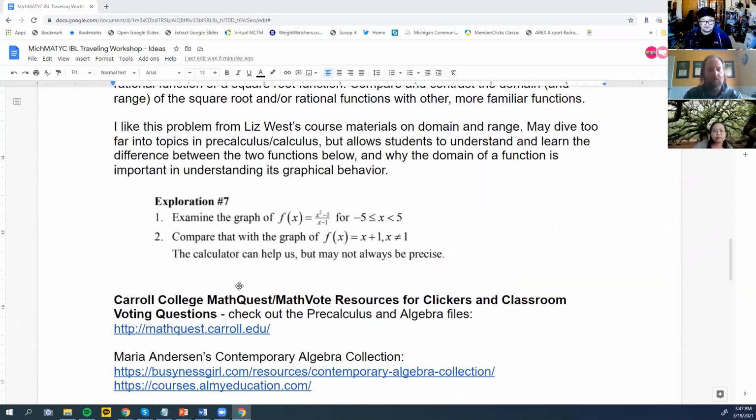Like I said, it might dive too much into calculus or pre-calculus, but having the students understand the difference between the function in number 1 and the function in number 2, even though the function in number 1 simplifies, having the domain stated is extremely important. Yeah, I agree. Even though the graphing calculator will not actually show them a difference, having the students understand the difference between those two functions is vastly important.